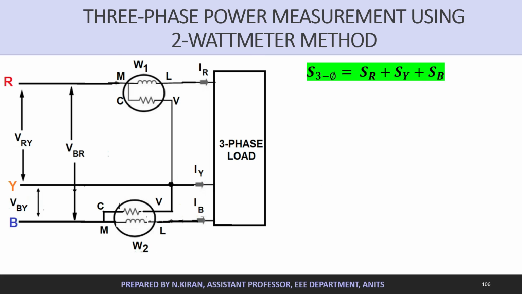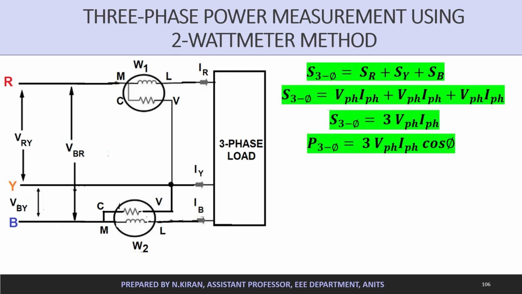We know that the apparent power S is equal to V phase into I phase in case of single-phase AC, and it is 3 into V phase into I phase in case of three-phase circuits. The active power in case of single-phase AC is VI cos phi, whereas in case of three-phase it is 3 VI cos phi. Reactive power in case of single phase is VI sin phi, and in case of three-phase it is 3 VI sin phi.